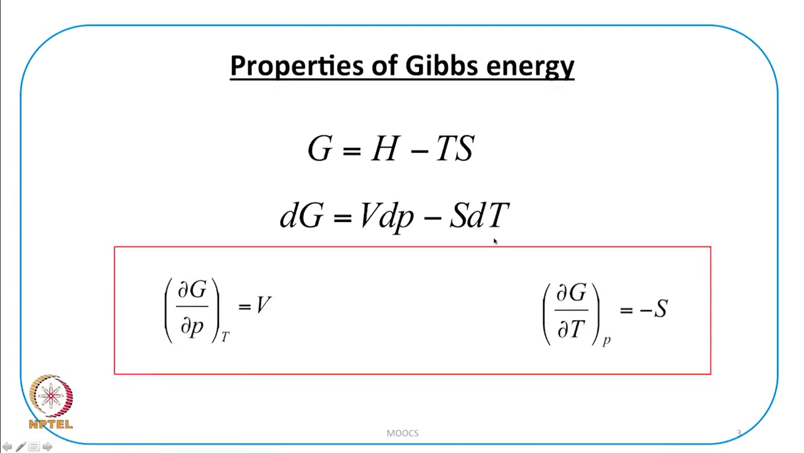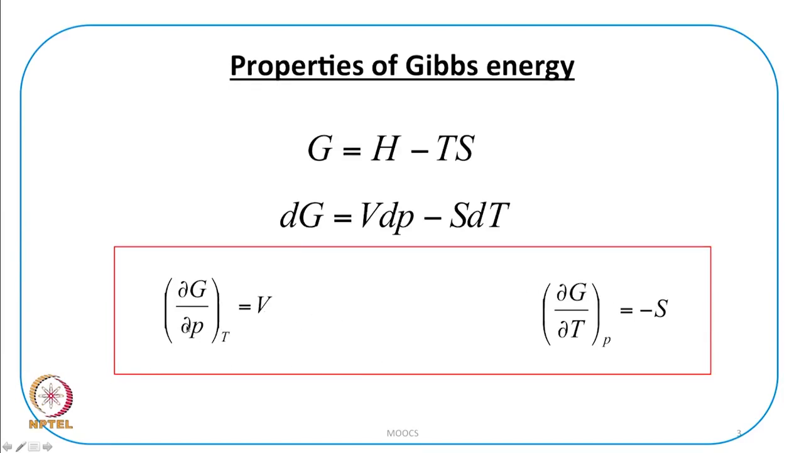What are those? If you fix the temperature constant, this term goes away. So then what you have is ∂G/∂P at constant temperature is equal to V. And if you hold the pressure constant, then this dP term vanishes. You have ∂G/∂T at constant pressure equal to minus S.